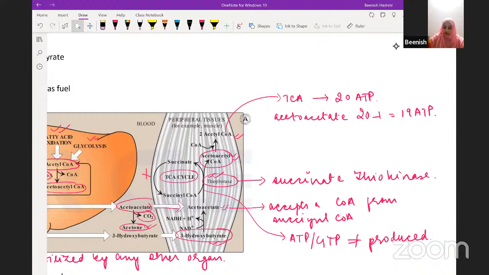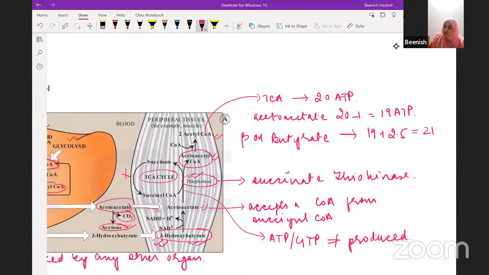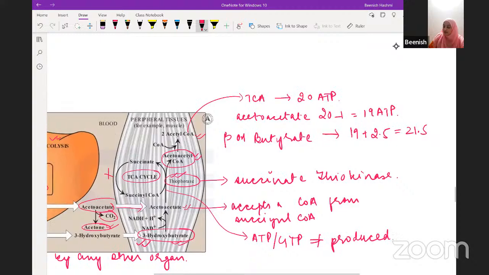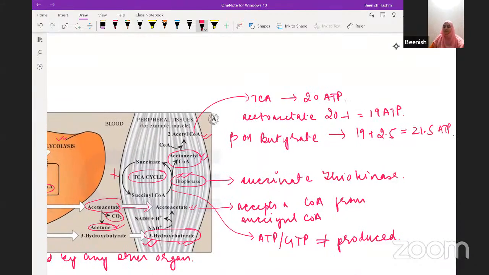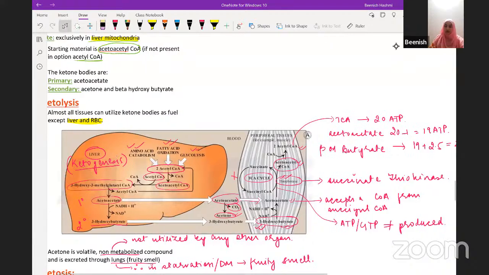And for beta hydroxybutyrate, if it was starting from here, you will have one NADH which will enter into the electron transport chain and give 2.5 ATP. So 19 plus 2.5 will be 21.5 ATP. So that was about ketolysis.